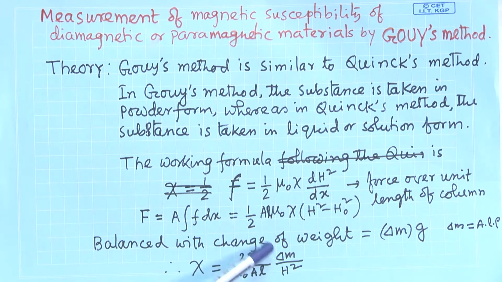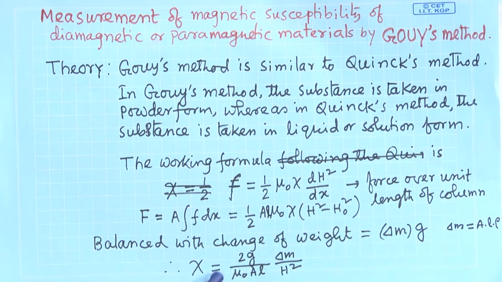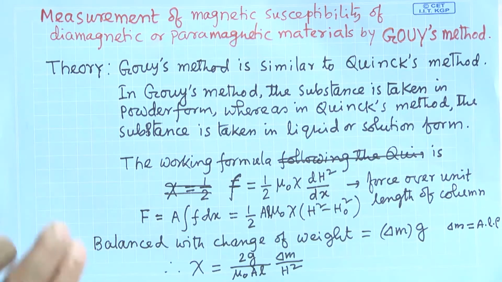So, this is a constant. So, chi by this constant will be the slope. That slope we will get from the del m versus square of the magnetic field graph. So, from there you can find out this chi, this susceptibility of the material.